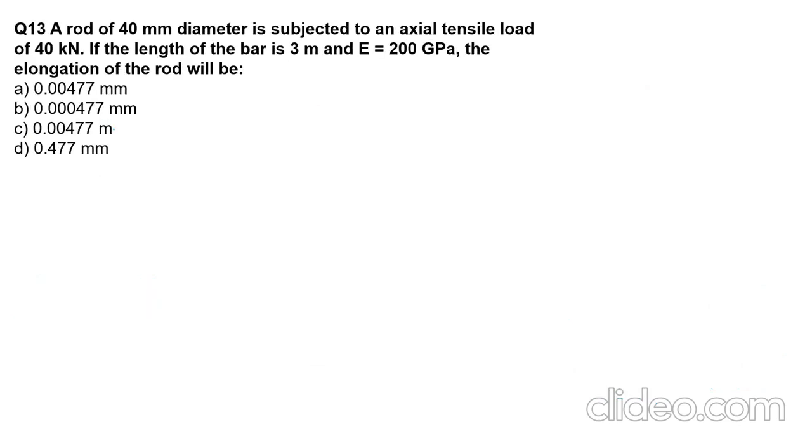Next question is that a rod of 40 dia is subjected to an axial tensile load of 40 kilonewton. So you are given this time the diameter of your rod. So this is your rod. So you have to again use the same equation. You can write this question. So you have a rod. It is having a dia of 40, axial tensile load of 40 kilonewton. So it has 40 kilonewton.